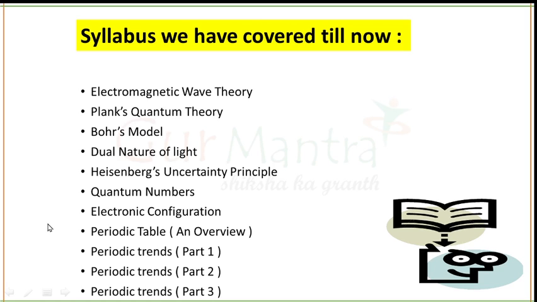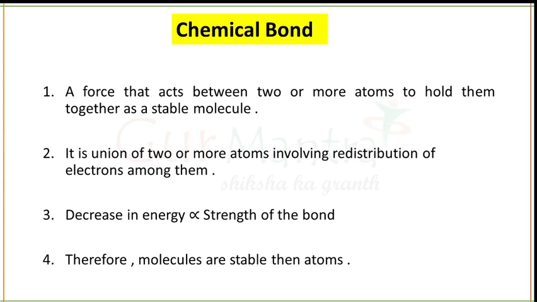And now we are going to study about chemical bond, which is our section 2, which is very important for the exam. So basically, a chemical bond is a lasting attraction between atoms, ions or molecules that enables the formation of chemical compound. Or a chemical bond is a force that acts between two or more atoms to hold them together as a stable molecule.